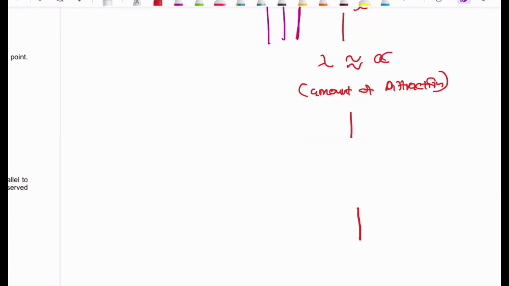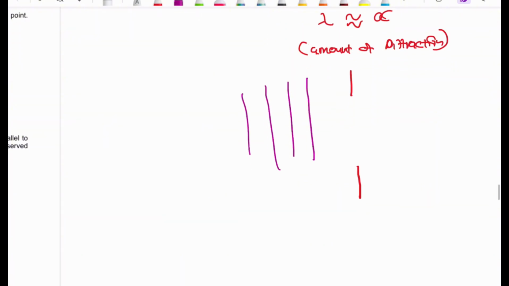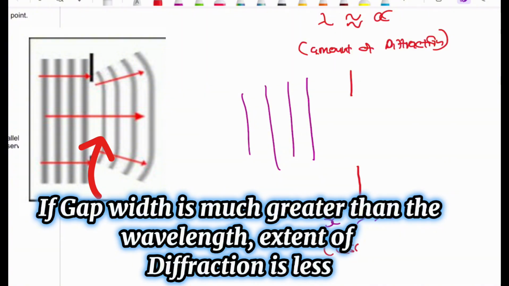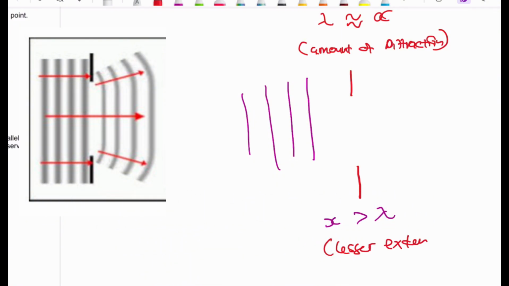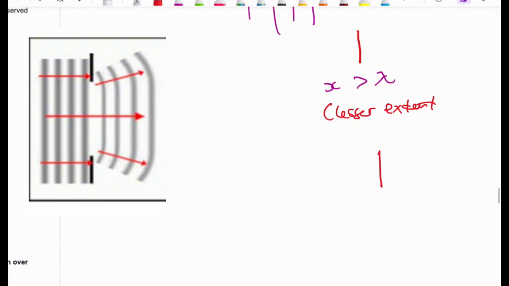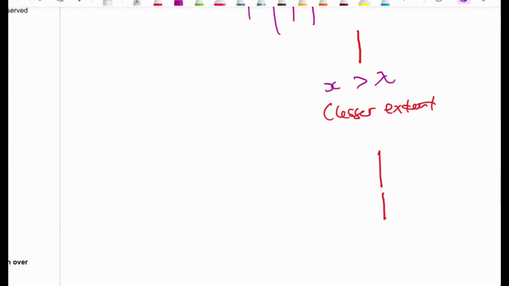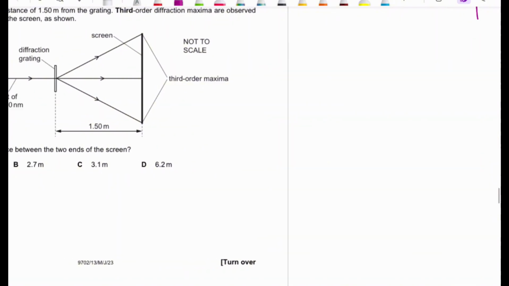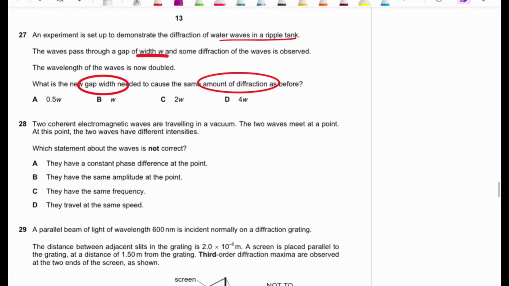So if the gap is bigger than the wavelength, if the wavelength is like that, like that, and the gap is way bigger, basically if X is greater than lambda, we're going to have diffraction to a lesser extent. But if the gap is way small and the wavelength is very big, if this is way bigger than this, no wave will pass through. It's so small, and no wave is actually going to pass through that. So it is very important for you to understand that.